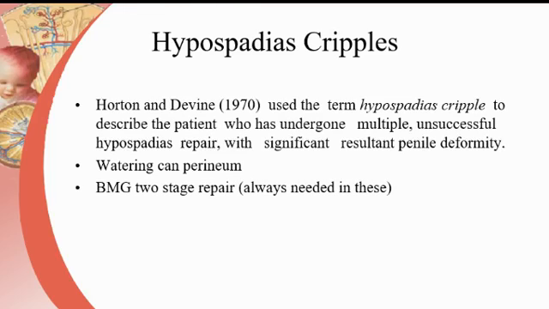Then hypospadias cripples. This is particularly a term used for multiple unsuccessful hypospadias repairs with a significant penile deformity or watering can perineum, as it is sometimes called. They always need a buccal mucosa graft repair after excising all the scar tissue.